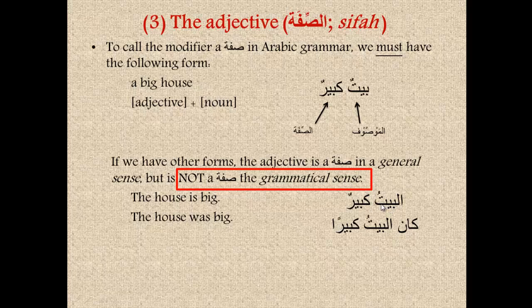Notice how over here we don't have agreement in definiteness, and over here we don't have agreement in definiteness or case ending. And that's because kabirun in these cases carries different grammatical values. So we don't call kabir the sifah. In this case, we actually call it the khabar, and over here it's called the khabar kana, both of which we will discuss later on. But just remember, an adjective is a sifah in Arabic grammar only if you follow this pattern, baytun kabirun.